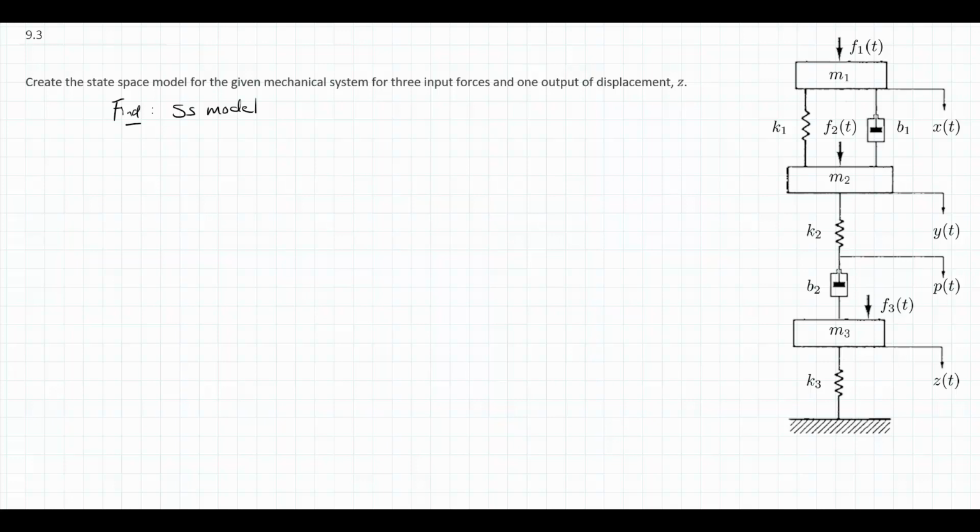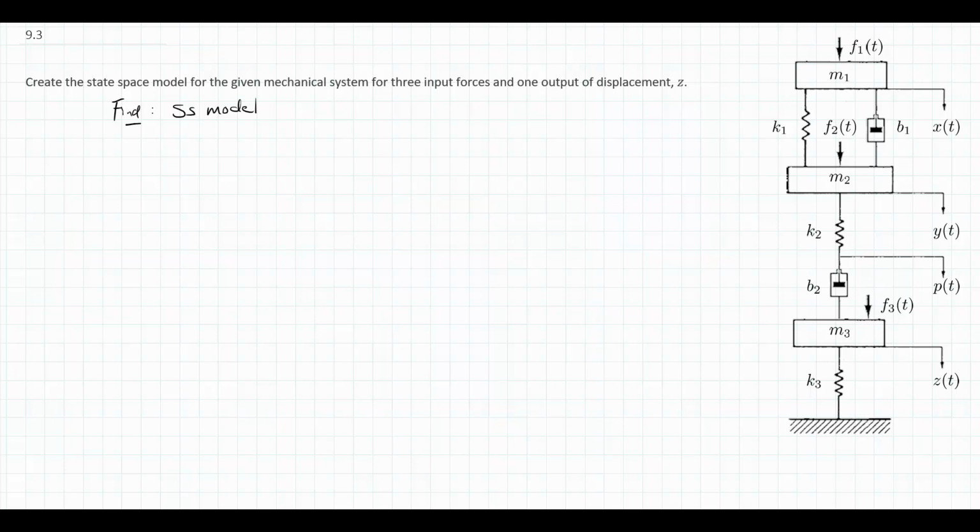So we have our mechanical system here made up of three masses. We have a node between spring K2 and damper B2 that is going to have its own degree of freedom. X, Y, P, and Z are all independent degrees of freedom. We can move any one of them independent of any of the other three. So we are going to end up having four free body diagrams, three for the masses and one for the node.